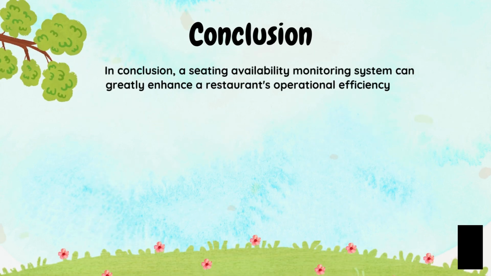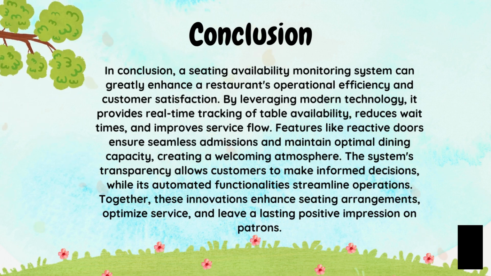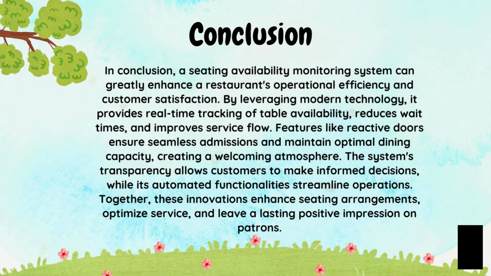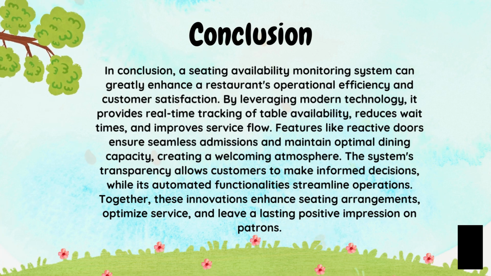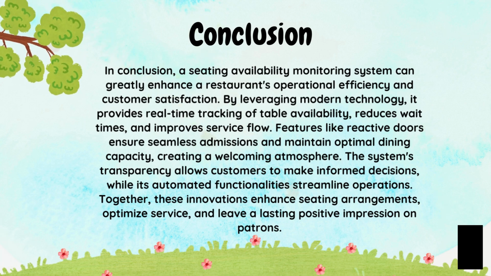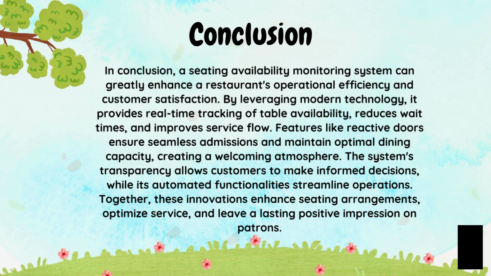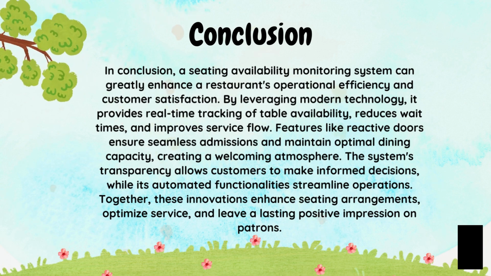I will explain more in the conclusion. In conclusion, a seating availability monitoring system can greatly enhance a restaurant's operational efficiency and customer satisfaction. By leveraging modern technology, it provides real-time tracking of table availability, reduced wait times, and improved service flow. Features like reactive doors ensure seamless admissions and maintain optimal dining capacity, creating a welcoming atmosphere. The system's transparency allows customers to make informed decisions, while its automated functionalities streamline operations. Together, these innovations enhance seating arrangements, optimize service, and leave a lasting positive impression on patrons. That's all.